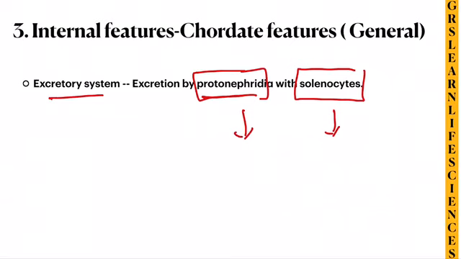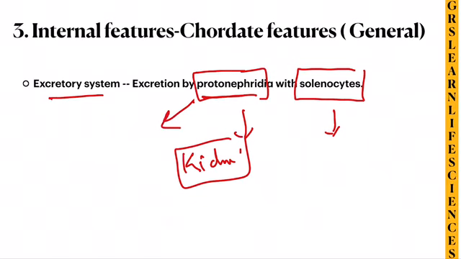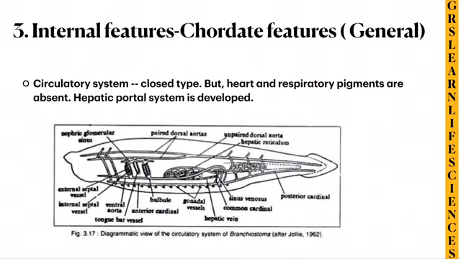In other chordates, we see the mesodermal excretory organs. So we find the kidneys, mesonephric kidneys and metanephric kidneys in other chordates, but these cephalochordates don't have the mesodermal excretory organs, and they have the protonephridia which develops from the ectoderm. Next, the circulatory system. So coming to the circulatory system, they have a closed type of circulatory system.